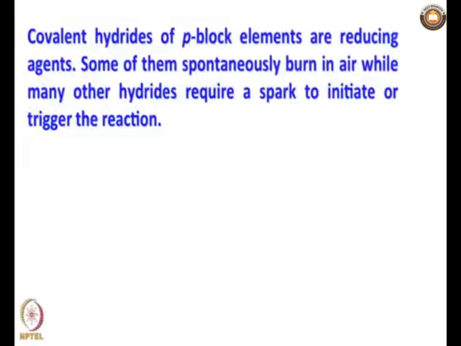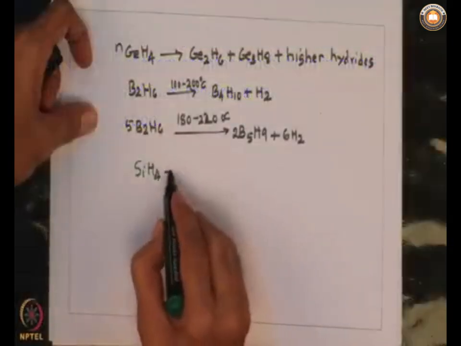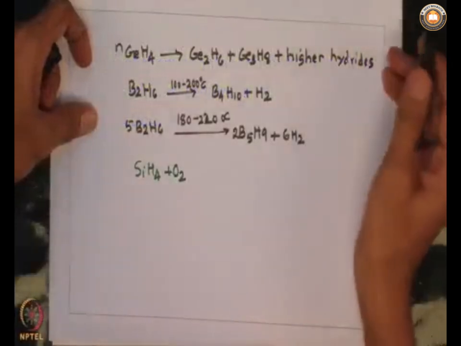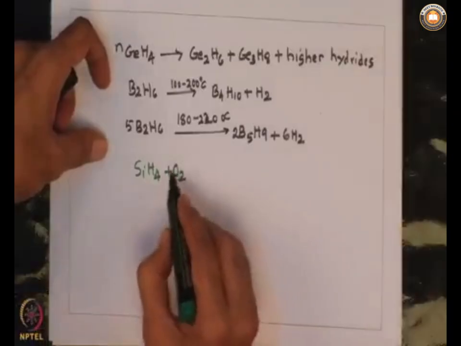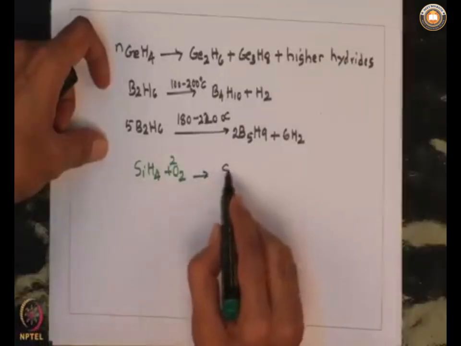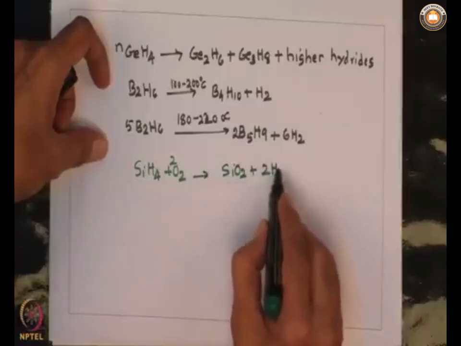So covalent hydrides of p block elements are reducing agents. Some of them spontaneously burn in air, while many other hydrides require a spark to initiate or trigger the reaction. For example, we shall look into the reaction of SiH4 with oxygen. SiH4, when treated with oxygen, readily forms SiO2 with the formation of two equivalents of water.